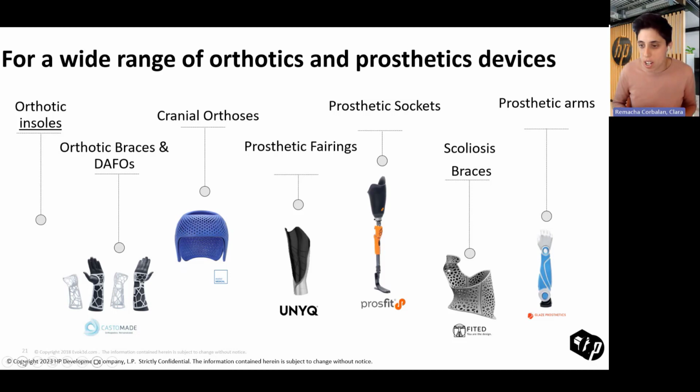So applications we see, of course, insoles, that's the biggest, but we also see braces, AFOs, DAFOs, cranial helmets, fairings for prosthetics, the sockets, obviously. We're starting to see more and more scoliosis braces, prosthetic arms. So there is a wide range of applications.